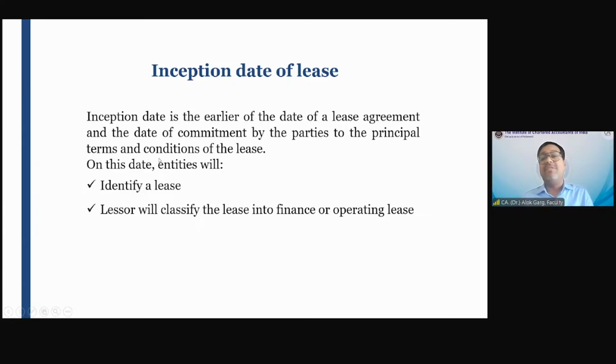So what is meant by inception date of the lease and commencement date of the lease? Sir, inception date is the date when lessee and lessor enter into the contract, whereas commencement date is the date when the lessee gets the right to use the asset. Very good, Anushi.